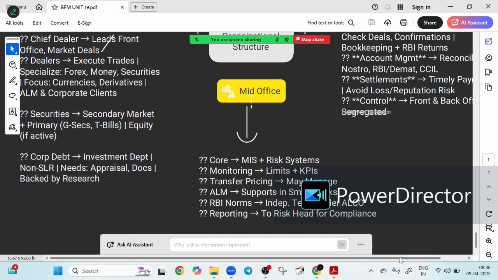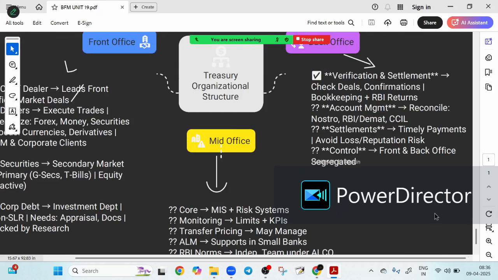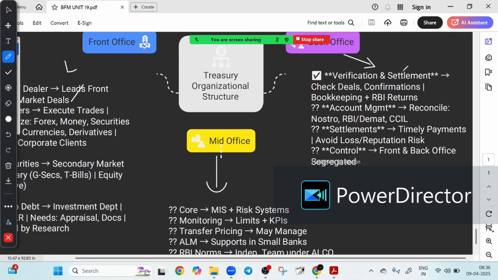And finally, let's look at the back office function. On the right hand side, you can see the back office, the gatekeeper of accuracy and settlement. This is the backbone of the security operation, where everything gets verified, settled, and recorded. It handles trade verification, trade settlement, and account reconciliation, and manages the bookkeeping and RBI returns, and ensures timely payment. Most importantly, it helps mitigate legal and reputational risk. It also ensures that front and back office roles remain segregated, avoiding conflict.